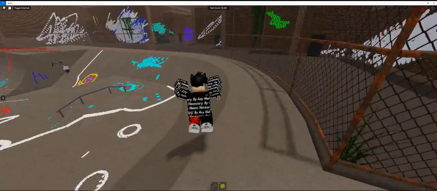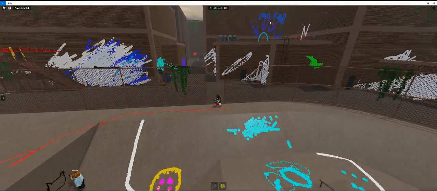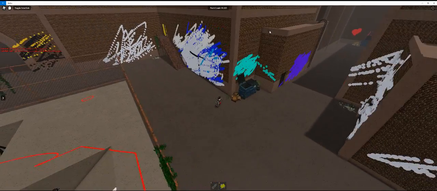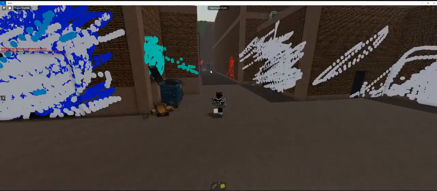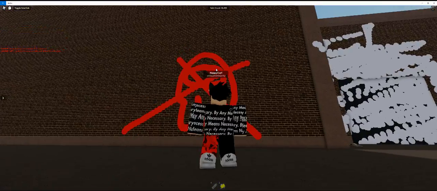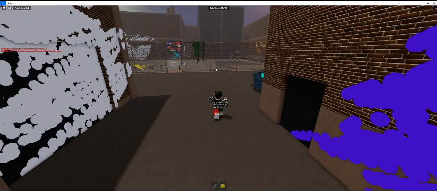Let's check out the map. This looks like a skate park. Looks like a ladder goes up there. Another ladder. Love heart. What the? Who put an X on the Among Us? No, sus.